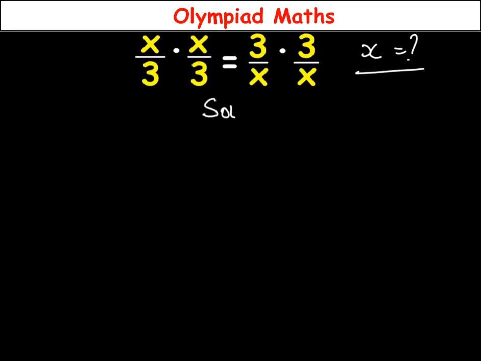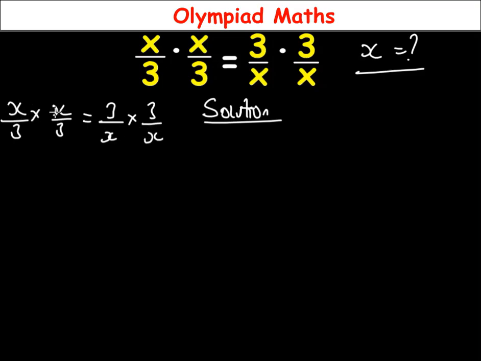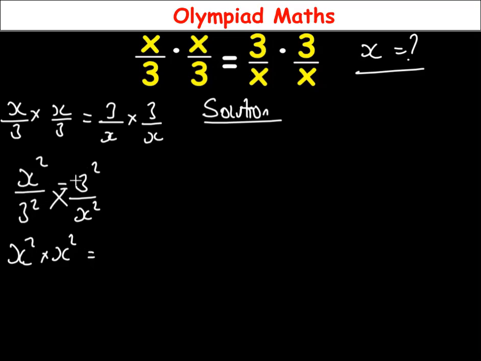So to solve this, we're given that x over 3 times x over 3 is equal to 3 over x times 3 over x. Now, x times x is x squared over 3 times 3 is 3 squared, is equal to 3 times 3, 3 squared over x times x, x squared. At this junction, simply cross multiply such that x squared times x squared is equal to 3 squared times 3 squared.